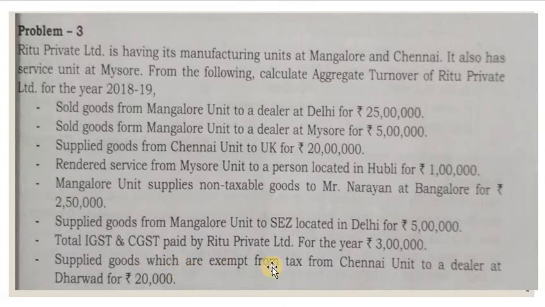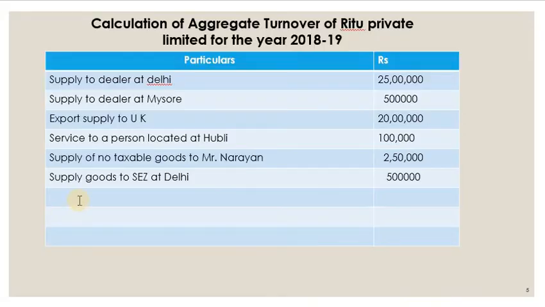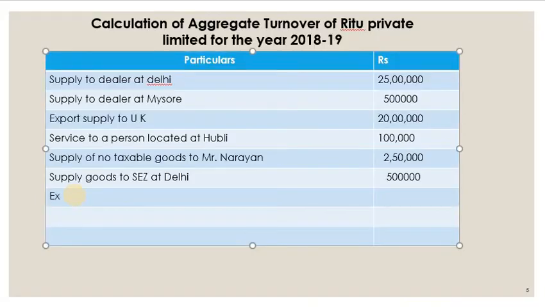Then supply goods which are exempt from tax. It is also included. So it is 20,000 exempted supply, goods to a dealer at Dharwad. How much is the amount? It is 20,000. So the total items are over. All the items we have finished.